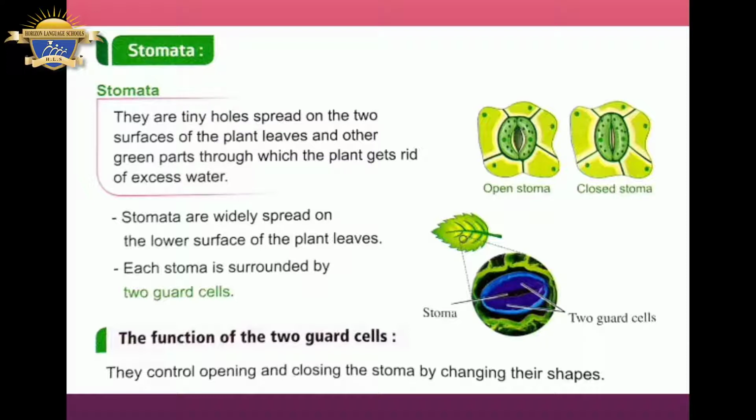Stomata are widely spread on the lower surface of the plant leaves. Each stoma is surrounded by two guard cells, as we see in the image. What is the function of the two guard cells? They control opening and closing the stoma by changing their shapes.